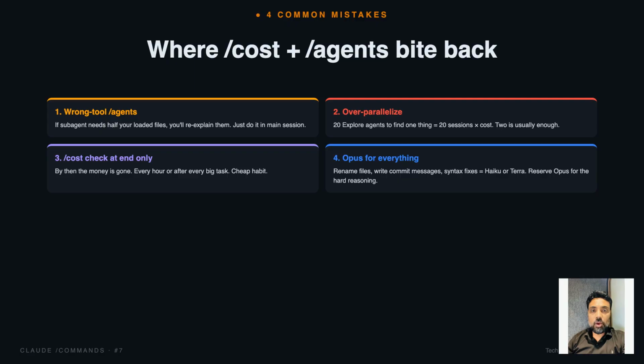By then, you've already spent the money. Check every hour of active work or every time you finish a major task. Cheap habit, real savings. Mistake 4, using Opus for everything. /model switches. Sonnet or Haiku is often enough for mechanical work like file renames, git commit messages, syntax fixes. Reserve Opus for the reasoning heavy parts of your task.